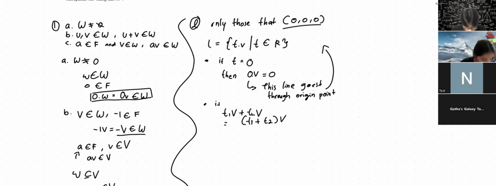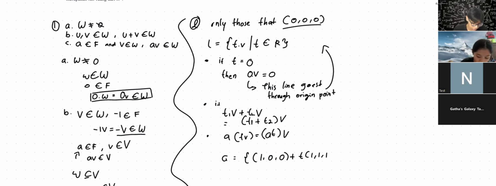If we multiply it with a scalar, say that it's A, and it goes like this, it is also still in line, because all of this fulfills the 3 points that we have made on the first question there. Therefore, each line that passes the origin point fulfills the subspace condition. But if it is not passing the origin point, such as, let's say we have G, which is (1, 0, 0) plus T(1, 1, 1), this is not a subspace because (0, 0, 0) is not present in the line.